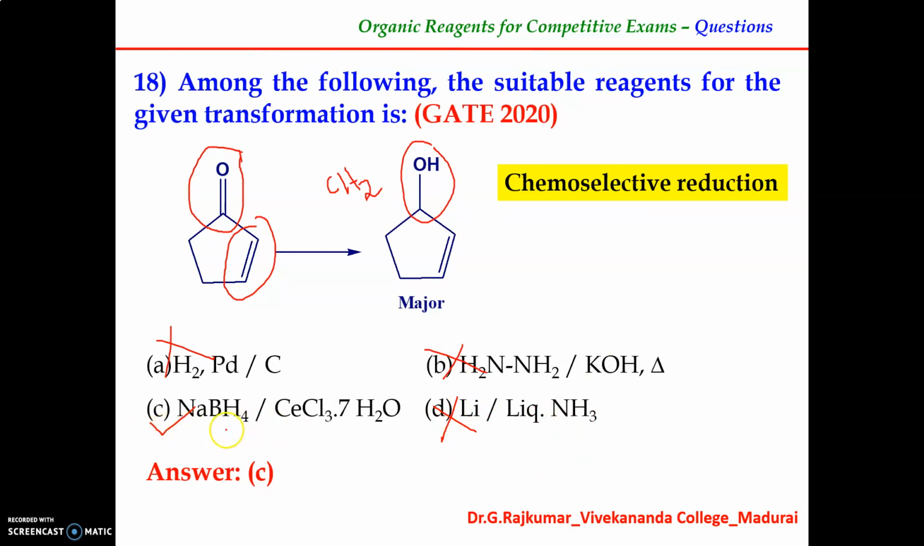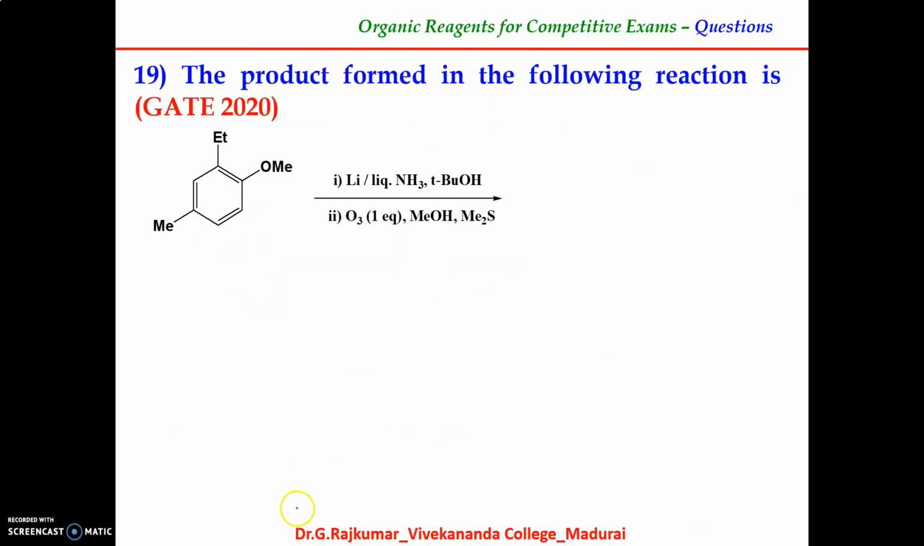But if I use only sodium borohydride, what happens? Both the alpha beta unsaturated carbon-carbon double bond is also reduced. But in the presence of cerium salts, a chemoselective reduction, that is the Luche reduction, can take place, and we get this product as the major product. So hence the correct answer is option C.